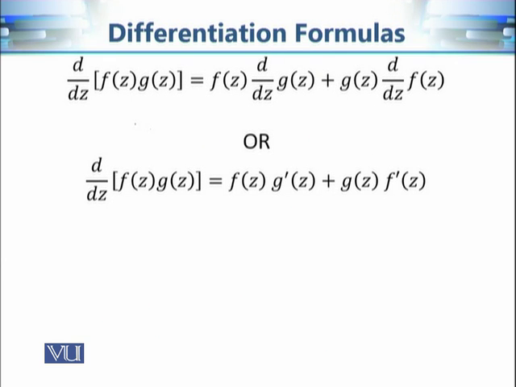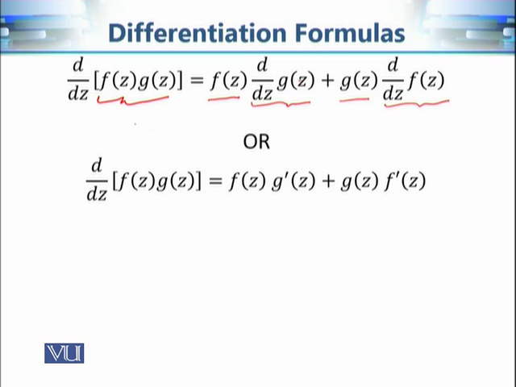The next formula is basically known as the product rule. Because there is a product of two complex valued functions here, f of z and g of z, this formula provides a simple way of calculating the derivative of the product of these two functions. The formula says that the derivative of this product is equal to f of z into the derivative of g of z plus g of z into the derivative of f of z.